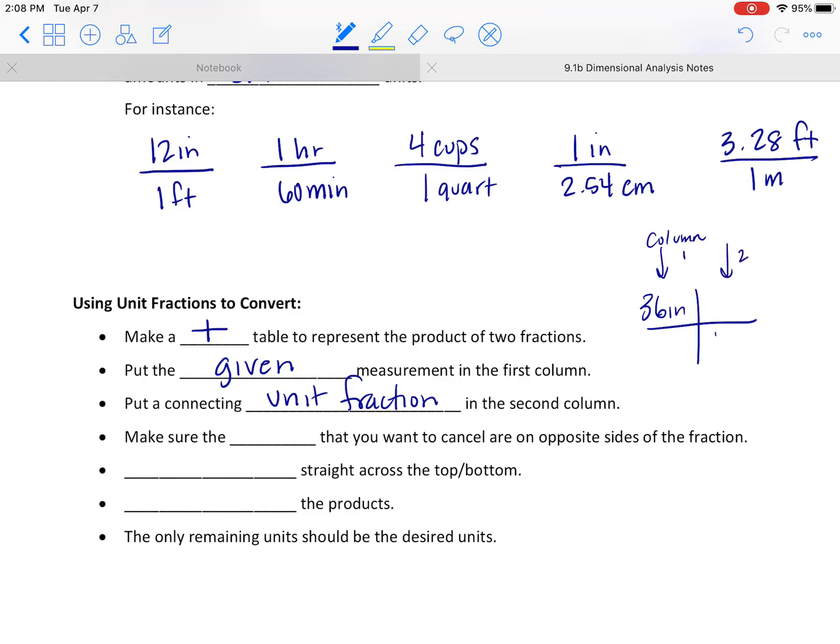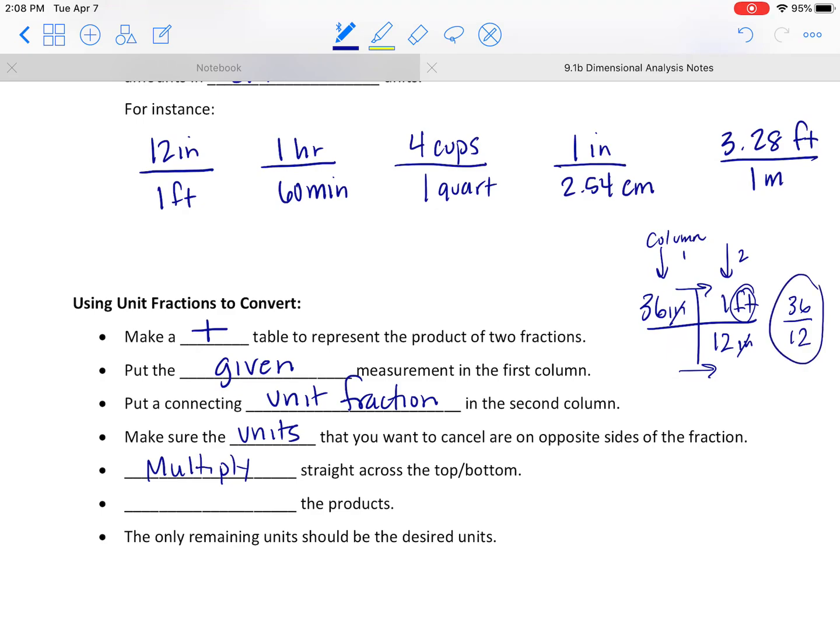And then we're going to put the connecting unit fraction. Remember, we want it to have the units that we start with and the units that we're trying to get to in the second column. So here in column 2 is where I put the 12 inches in 1 foot. And then we make sure that the units that you want to cancel are on opposite sides of the fraction. So we want inches to be 1 on the top, 1 on the bottom, so they go away. And then that leaves you the units that you were trying to get to.